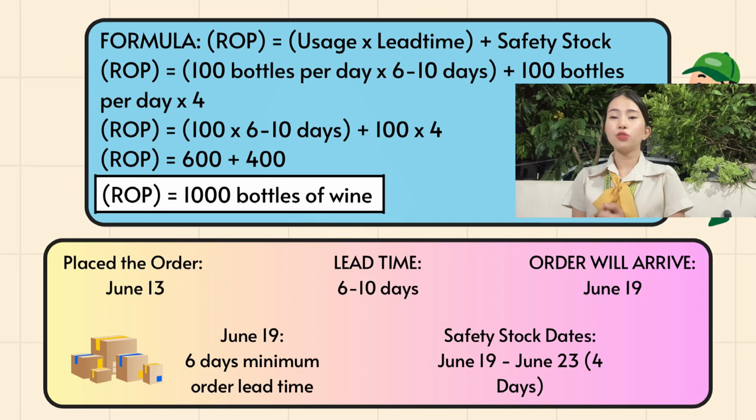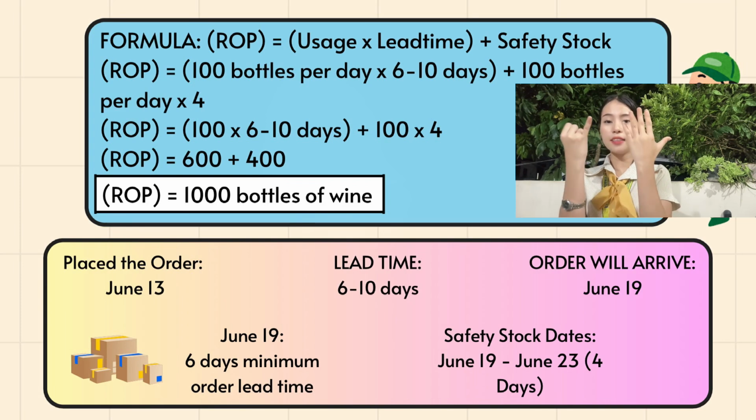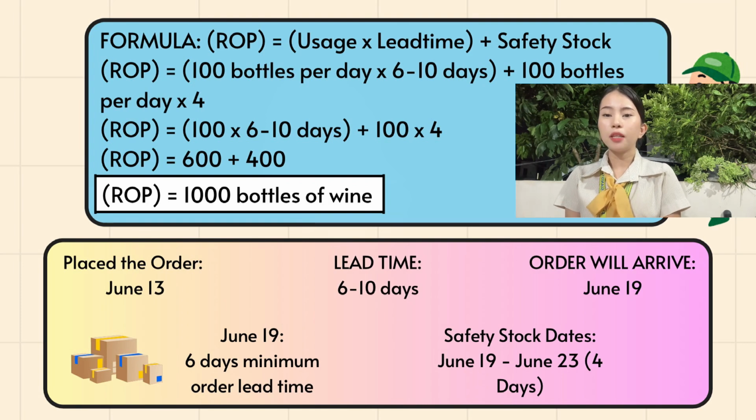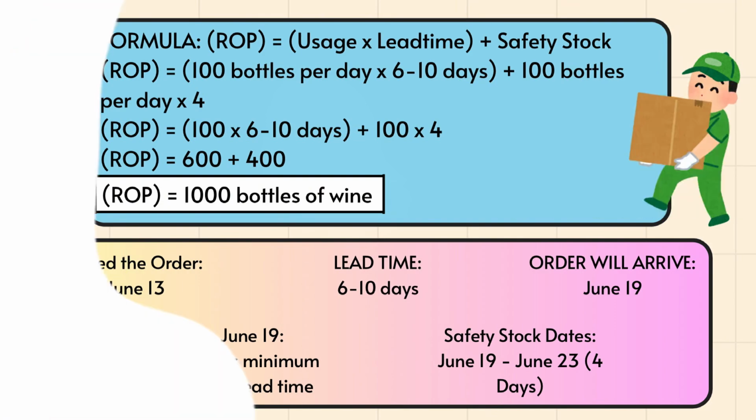Since we already have our ROP, which is 1,000 bottles of wine, let us now use this in a scenario. For example, we place the order on June 13. We have a lead time of 6 to 10 days. So the order will arrive on June 19, which is June 13, 14, 15, 16, 17, 18, and 19. So we can conclude that on June 19, it is the 6 days minimum order lead time. So our safety stock dates will be on June 19 to June 23, which is exactly 4 days.